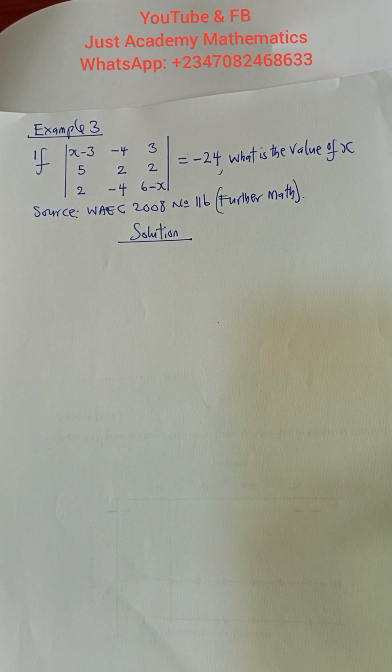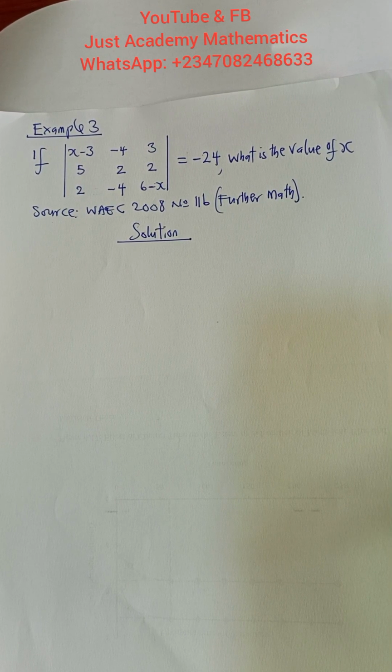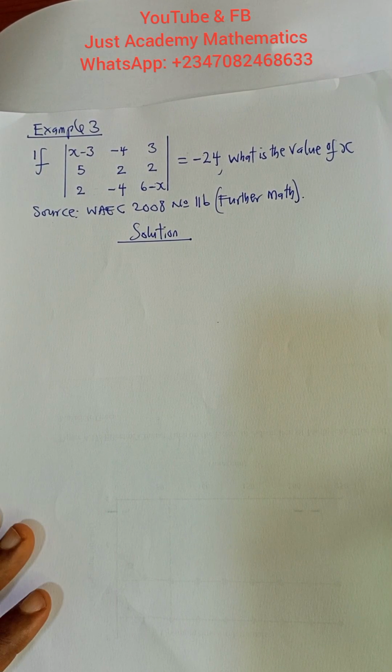In this class, we are going to continue from where we stopped in our last class. We are still talking about matrix and determinant, and we are already in 3 by 3 matrix determinant. This is the second video in 3 by 3, so if you have not seen the first video, do well to watch it so that you'll be able to understand this class. We have example 3. We have already treated examples 1 and 2 in our first class under 3 by 3 matrix determinant. So we'll just go straight to it.